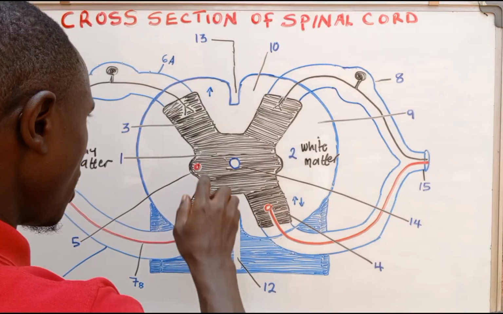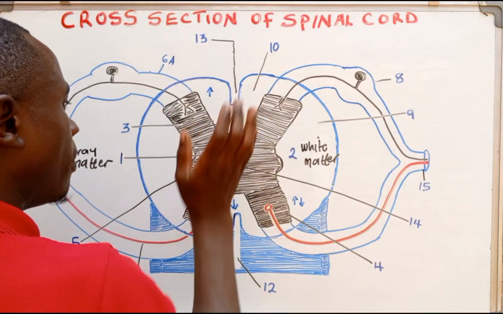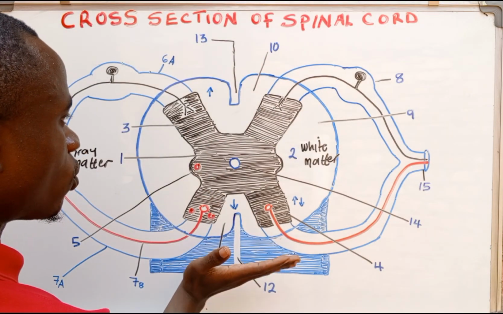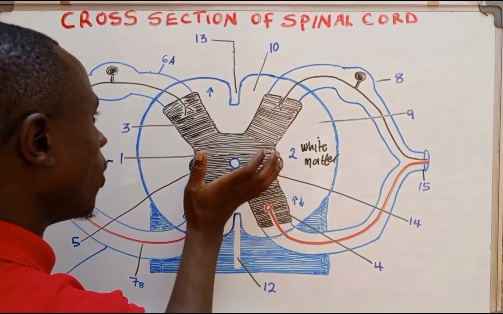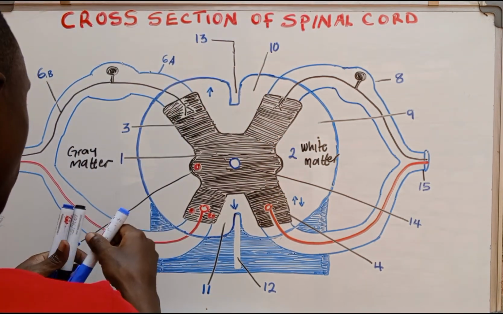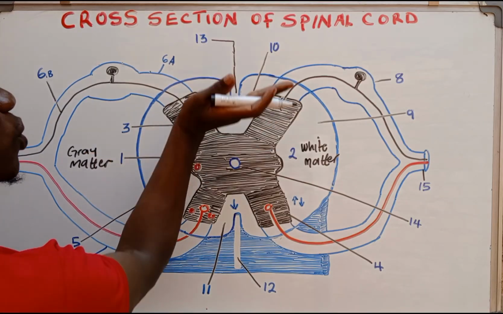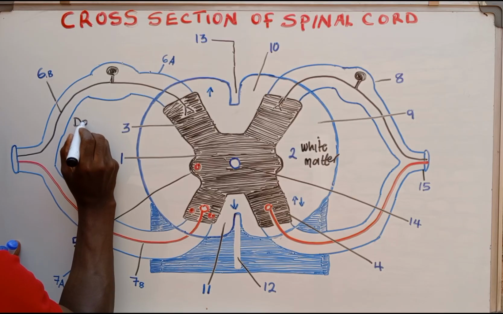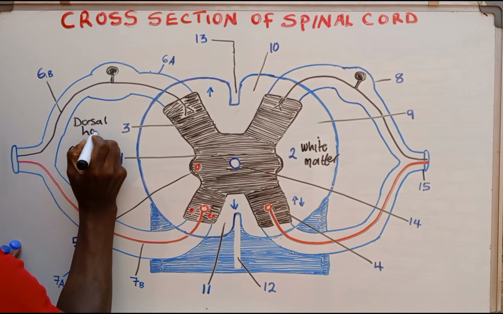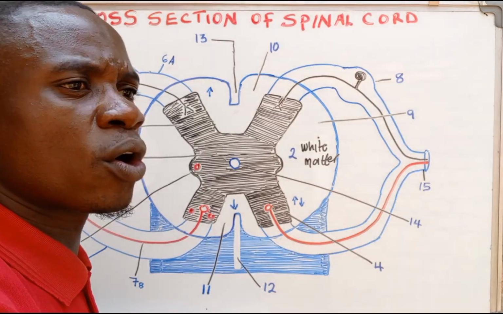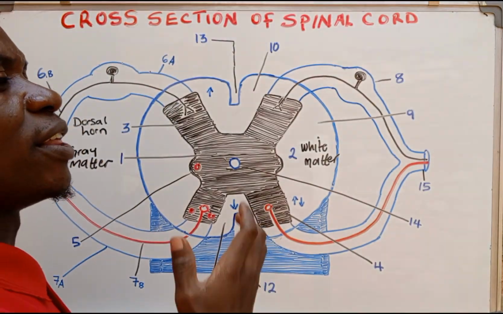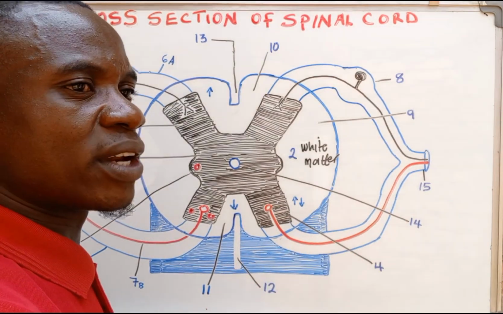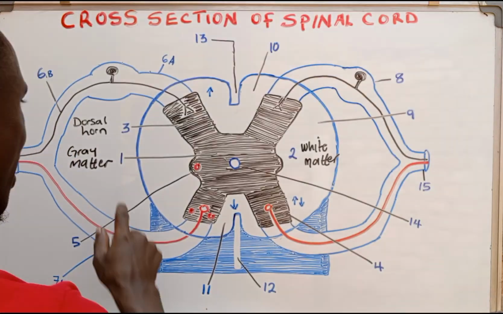Then number three. Number three is going to be part of the gray matter. This side is going to be the posterior part, and this is going to be the anterior part. For that reason, this area of the gray matter, which is at the back, at the posterior, we simply call the posterior horn. You may even call it the dorsal horn, the dorsal gray horn, the posterior gray horn, or the sensory gray horn. It depends on what you want. That is our number three.